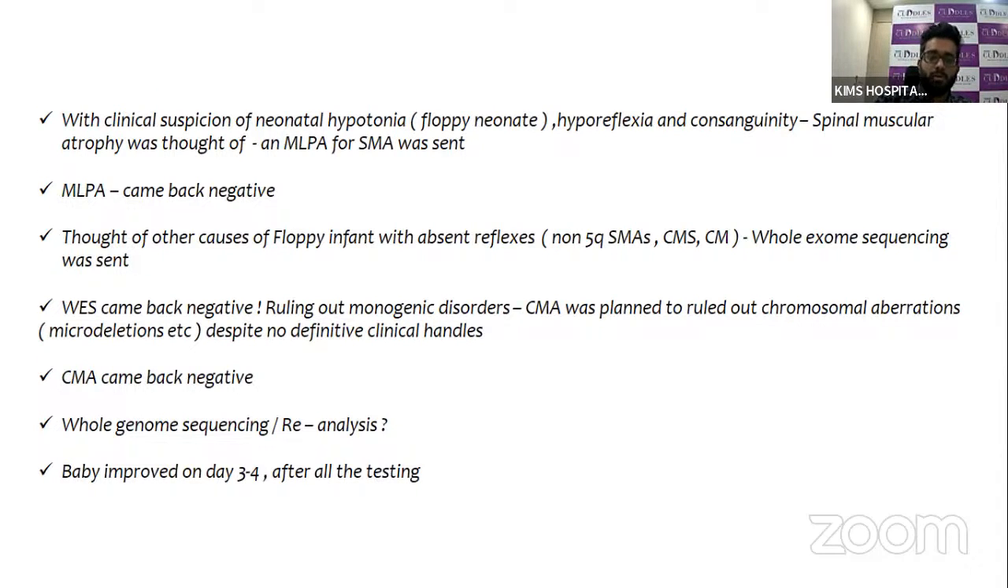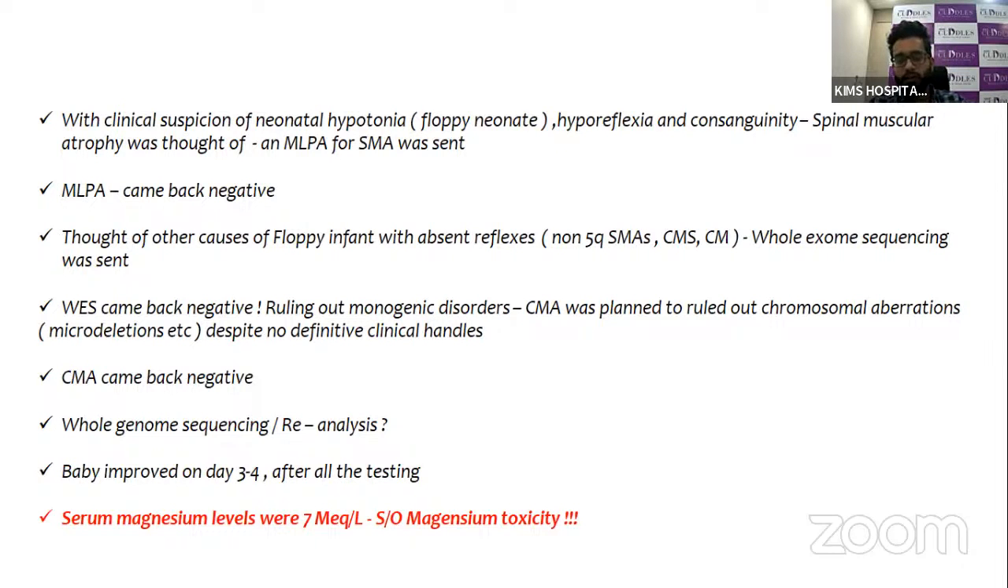Then the history was looked at again, and serum magnesium levels were done, which came out to be 7 milliequivalent per liter. That is clearly high, and this was a case of magnesium toxicity. If you closely review the history, the mother had a history of eclampsia. Magnesium is used as an anticonvulsant. So when there's a higher dose of magnesium in the mother, there's a perinatal transmission. Magnesium easily gets transferred across the placenta. You can have magnesium toxicity.